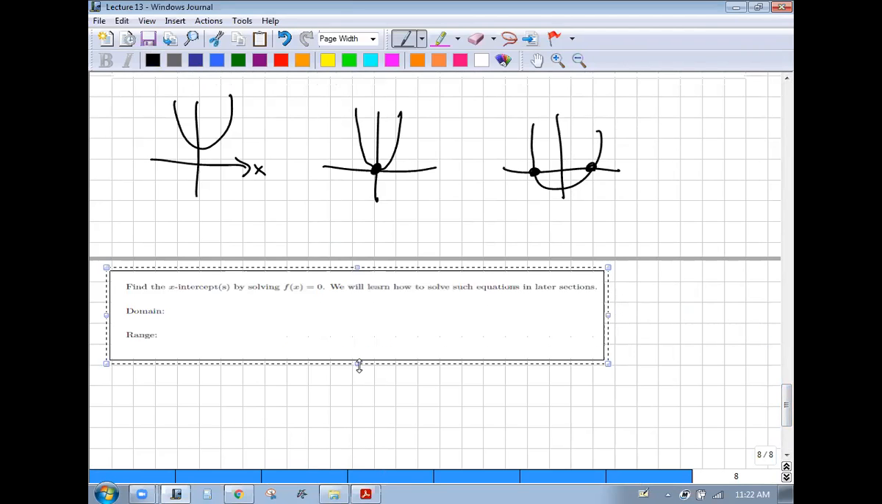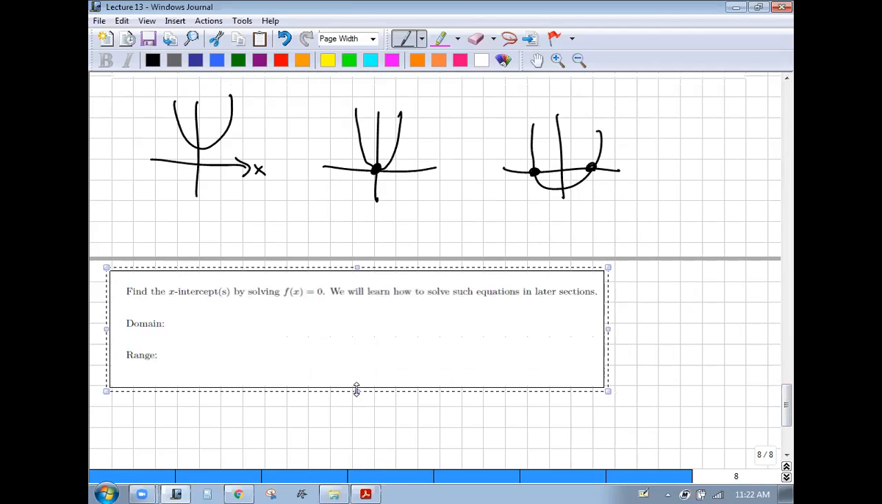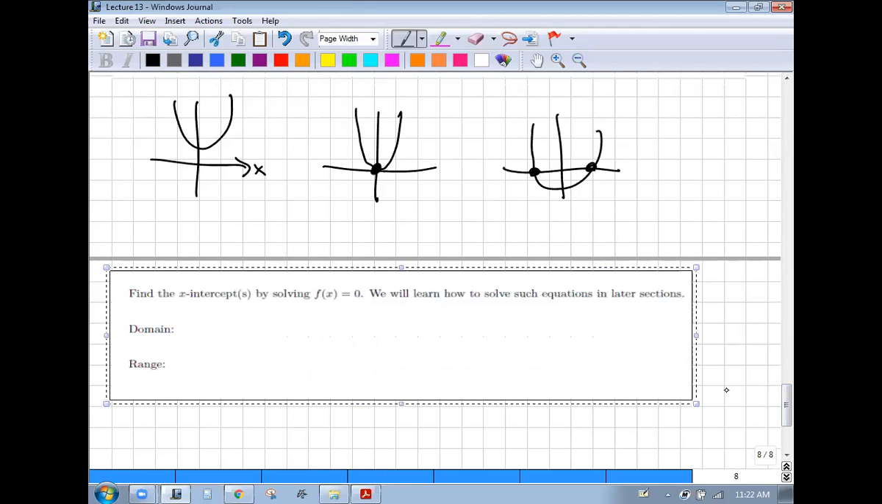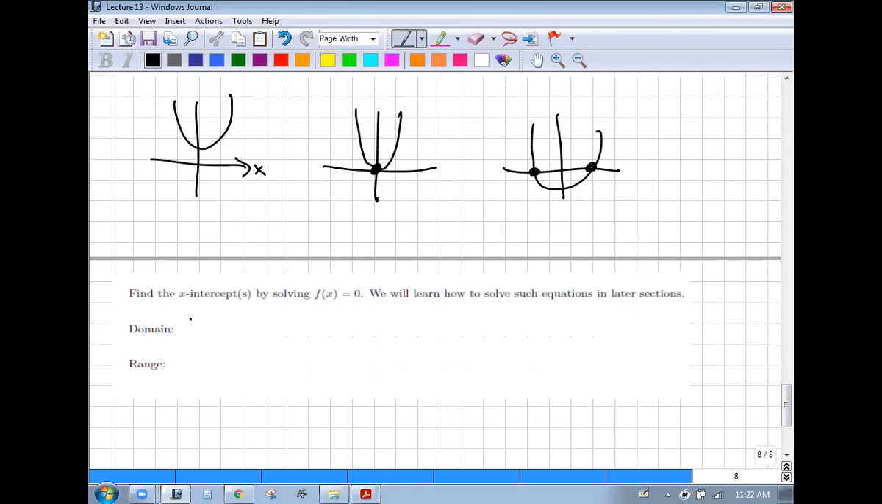So find x-intercepts by solving f equals 0. Okay, domain and range. The domain is the numbers you can plug in where you actually get a number back. All right. So parabolas, it's all real numbers. So remember, domain is input.